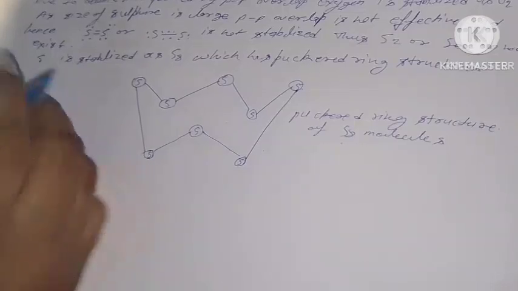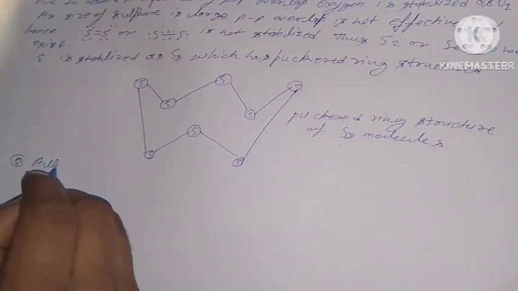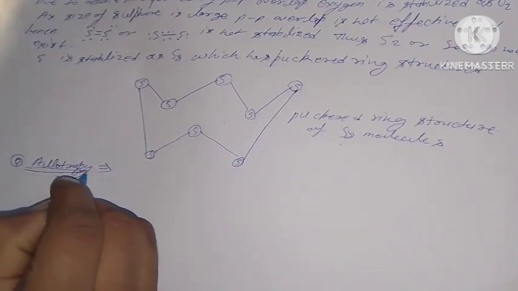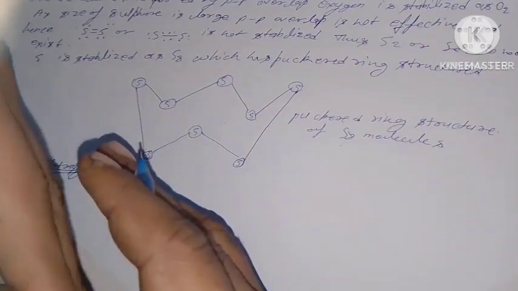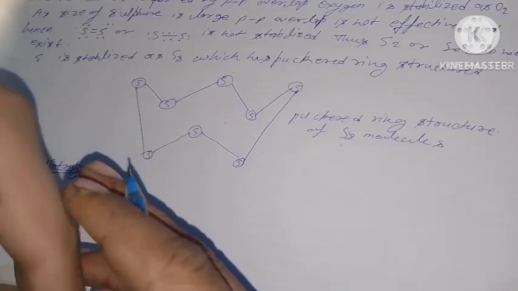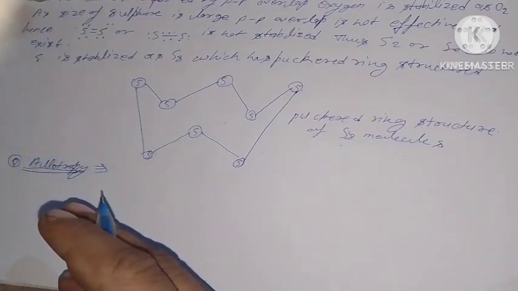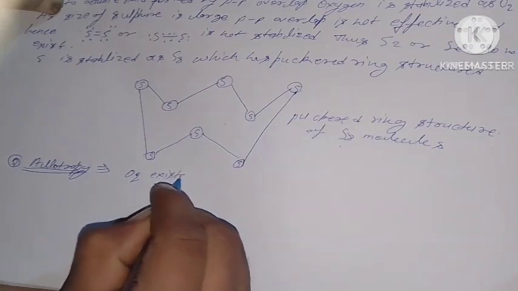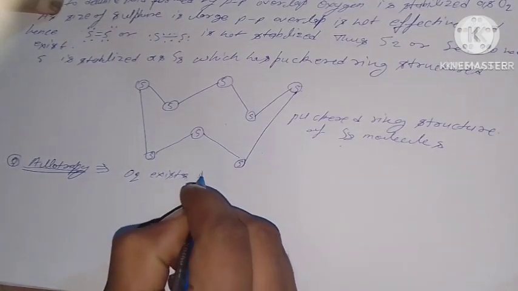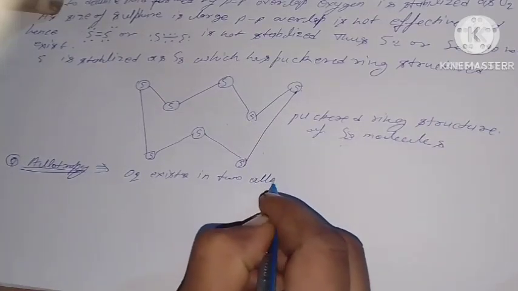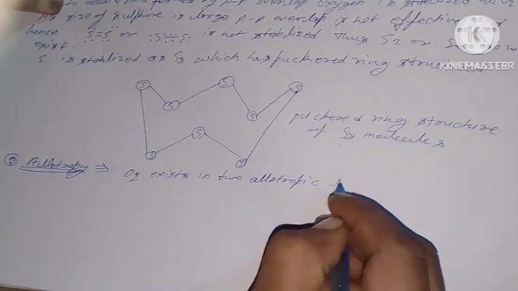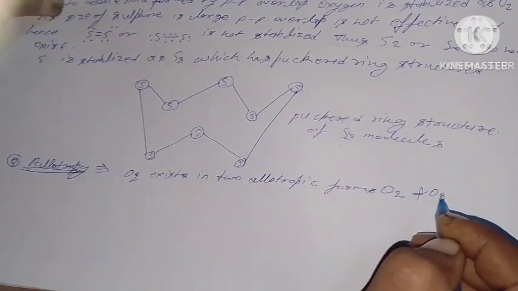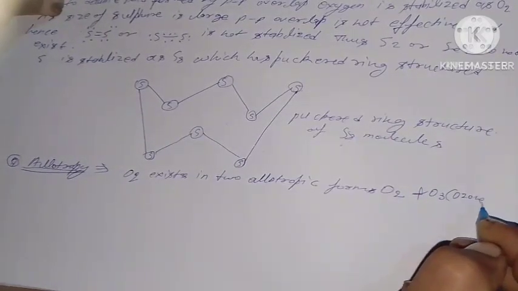Next point, allotropy. All these elements exhibit the phenomenon of allotropy. Oxygen exists in two allotropic forms, O2 and O3. O3 is ozone.